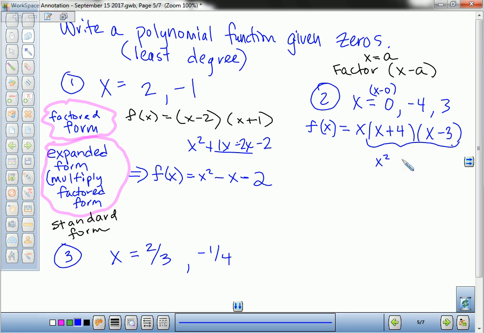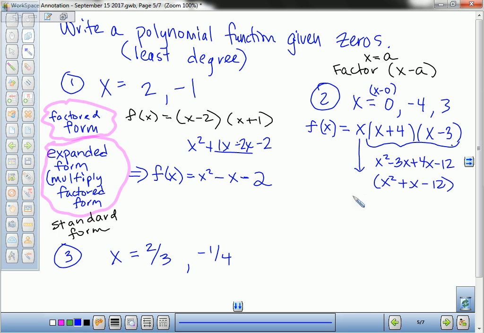And so x times x is x squared. X times negative 3 is negative 3x. 4 times x is positive 4x. And 4 times negative 3 is negative 12. So this gives me x squared plus x minus 12.